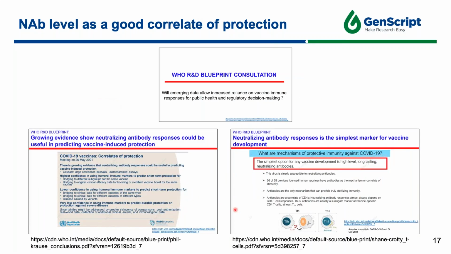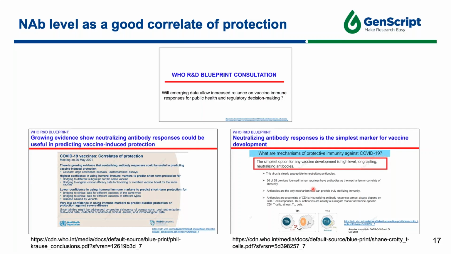Additionally, I would also like to share some of the key takeaways from the recent WHO R&D Blueprint consultation, where experts met to discuss the emerging evidence towards the establishment of correlates of protection. As stated by experts in the field, there is growing evidence showing that neutralizing antibody responses could be useful in predicting vaccine-induced protection.